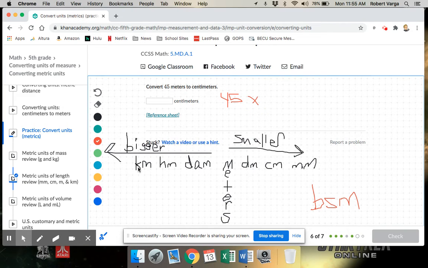Well, the units here, they're all multiples of 10. So when I go from a meter to a decimeter, it's a power of 10. When I go from a decimeter to a centimeter, it's another power of 10. When I go from a centimeter to a millimeter, it's another power of 10. So I know I'm going to take 2 hops. So that's 10 times 10.